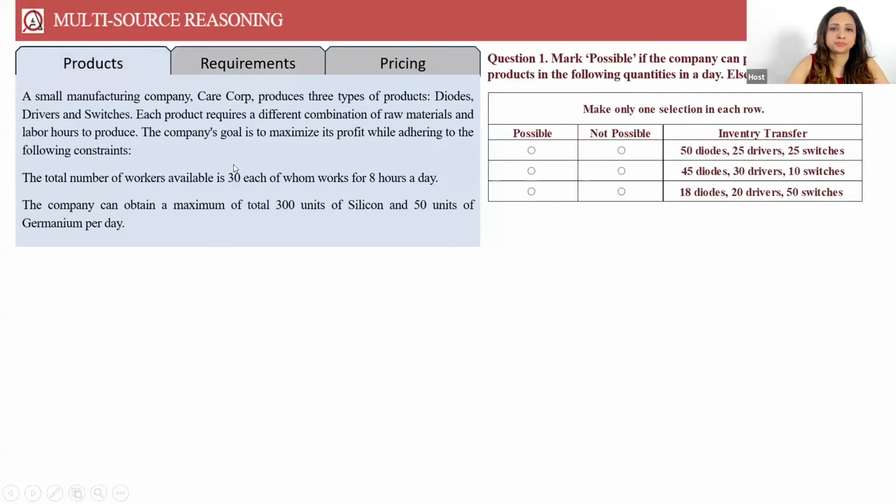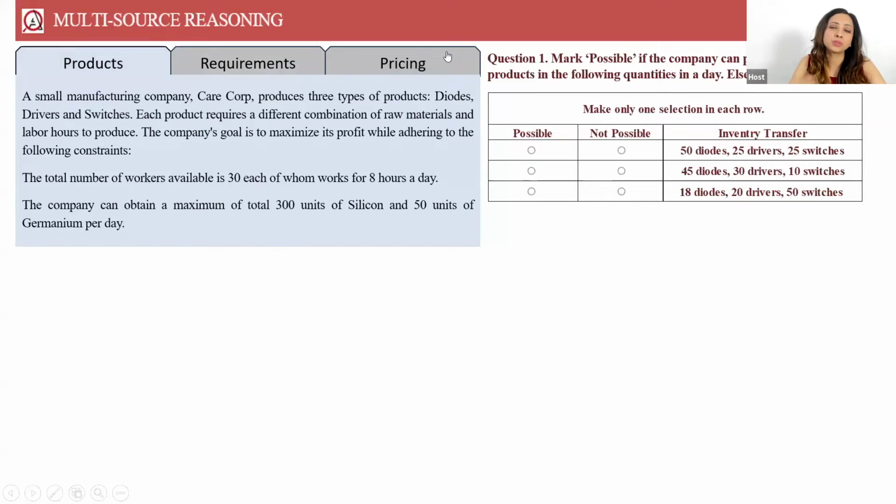So let's look at this. A small manufacturing company, CareCorp, produces three types of products: diodes, drivers, and switches. Do we need to write this down? No. Look at this. Look, the question has all these three. We don't need to write that, right?